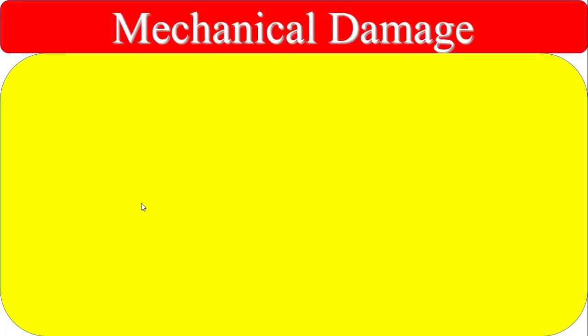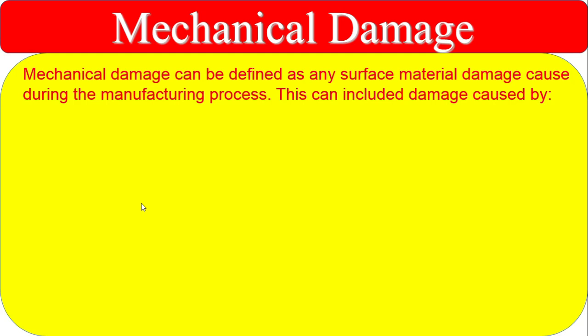Mechanical damage. Everybody knows mechanical damage can be defined as any surface material damage caused during the manufacturing process. So mechanical damage means when you are receiving the plate, that can be damaged, that is also mechanical damage. Also in the manufacturing process, you received a plate. After that, you are cutting the plate as per the drawing. At that time, you can see the grinding marks there. So that is called mechanical damage.